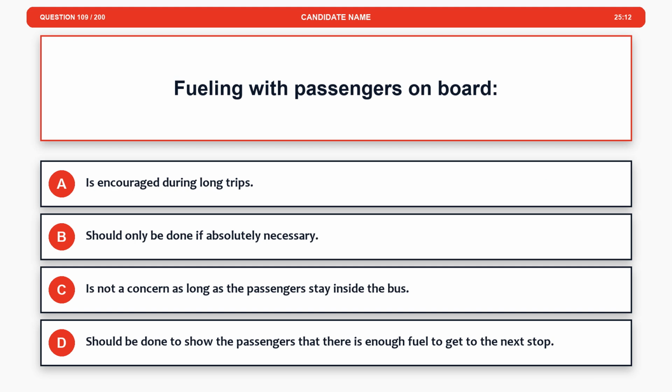Question 109. Fueling with passengers on board. Option A is encouraged during long trips. Option B should only be done if absolutely necessary. Option C is not a concern as long as the passengers stay inside the bus. Option D should be done to show the passengers that there is enough fuel to get to the next stop.